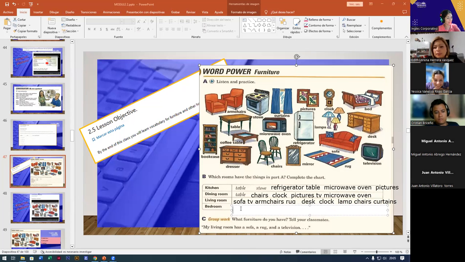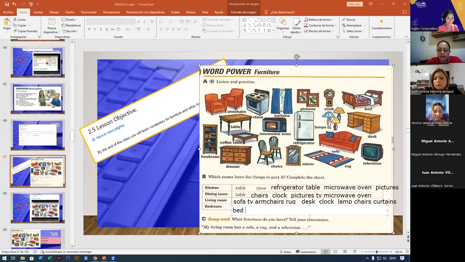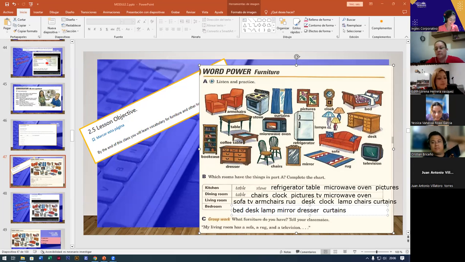What about the bedroom? Bed. Right, the bed is very necessary. That's true. What else? Desk, yes, if you have your space for your office, right? A lamp. Bookcase. Mirror. What else? Dresser. Excellent. That's good. Curtains. A picture. No puede faltar. Pictures is true. Yes, maybe about your favorite singer, actor, right? Actress.